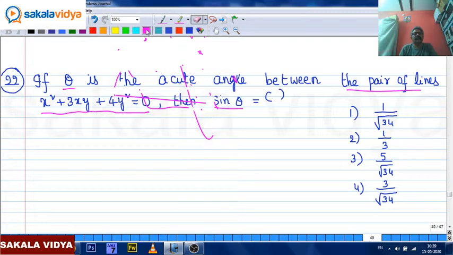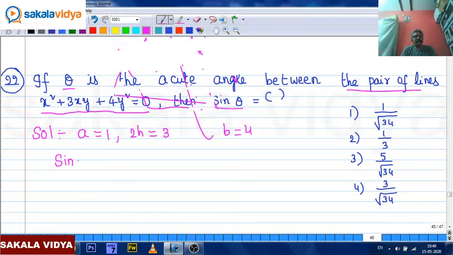Okay. Let us do this problem first. So now here a equals 1, 2h equals 3, b equals 4. So now the sine theta formula is 2 root of h square minus ab upon root of a minus b whole square plus 4h square.